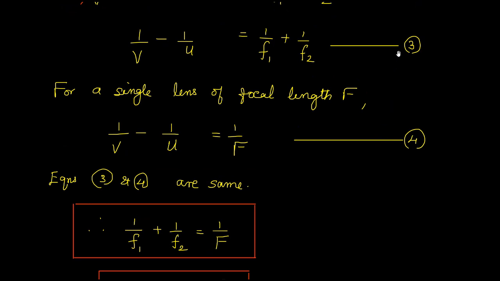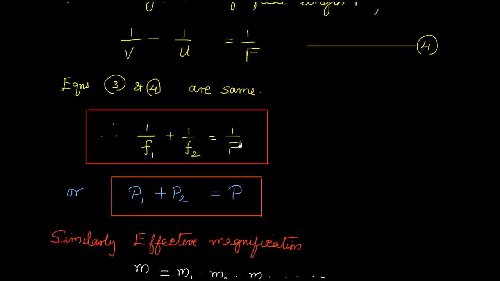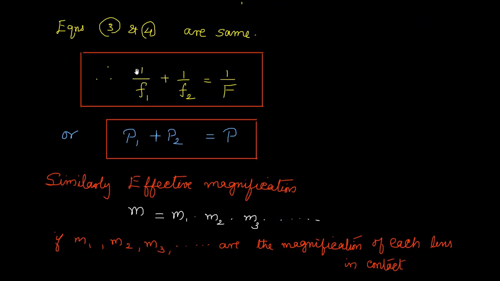Now look at equation 3 and 4. LHS are same. So equating RHS, 1 by f1 plus 1 by f2 equal to 1 by capital F, where capital F is the focal length of the combination. Already we know the reciprocal of focal length is the power of the lens. So P1 plus P2 equal to P.